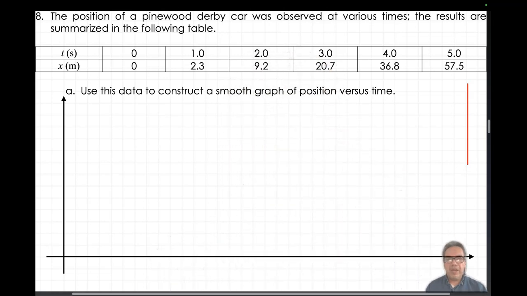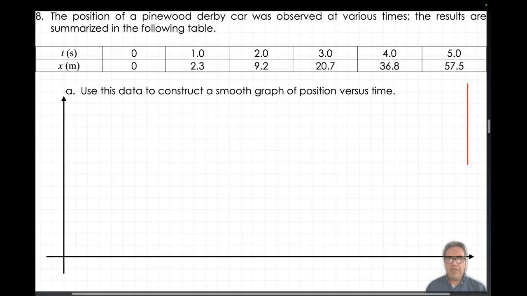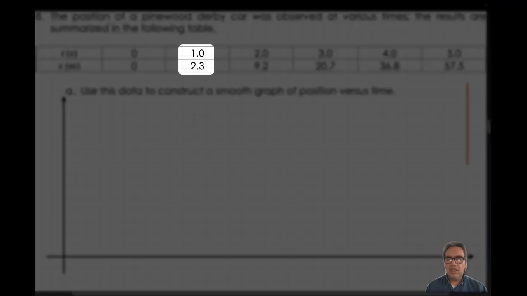The position of a Pinewood Derby car was observed at various times. The results are summarized in the following table. So they give you a position-time table where you have the time measured in 1 second intervals from 0 to 5 seconds. And so your position is given after each second. So you can readily tell that after 1 second, the car has advanced 2.3 meters.